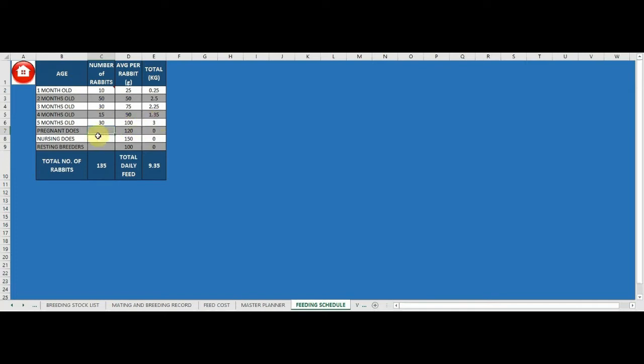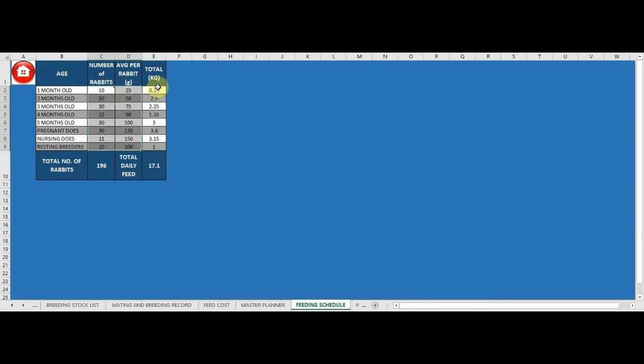Then pregnant does that you have available, I mean, just enter your figure. Let's say 30. And nursing does you have, let's say 12 or 21. Then resting breeders you have, let's say 10. This is just a rough figure, so you know that at this particular time the total feed that they will be taking is 17 kilo.